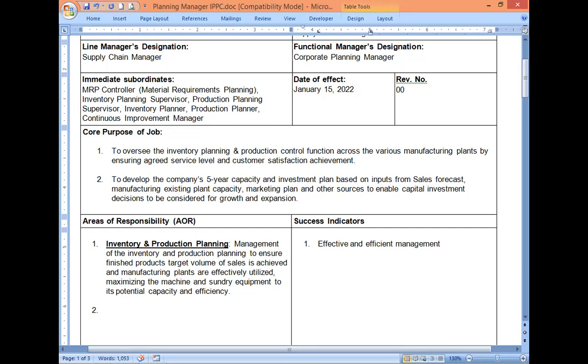Management of production. Make it simple. Make it short. Don't make it too long. Maybe this one. Okay, we got it. So management of production resources for optimal utilization.